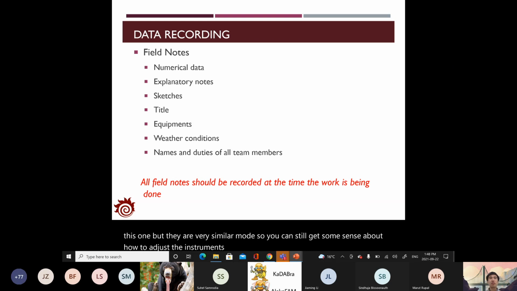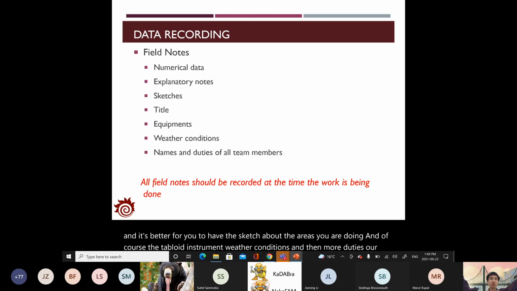And I have already introduced the field notes, and this is very important. In your field notes, you need to not only record the observations from the instrument, but also have some explanatory notes about how the observation is recorded, and what kind of potential issues there are when you read the value from the instrument. And it's better for you to have a sketch of the area you are working in. And of course, the type of instrument, the weather conditions, and the names and duties of your team members should also be recorded.